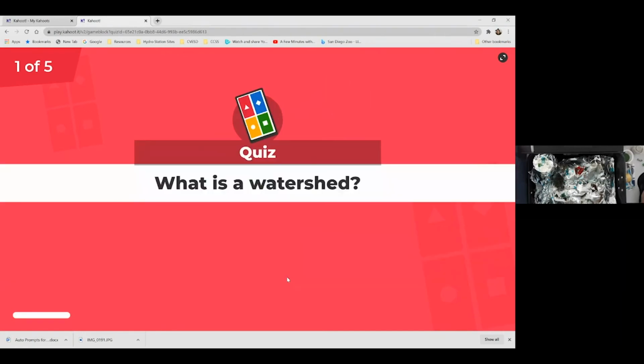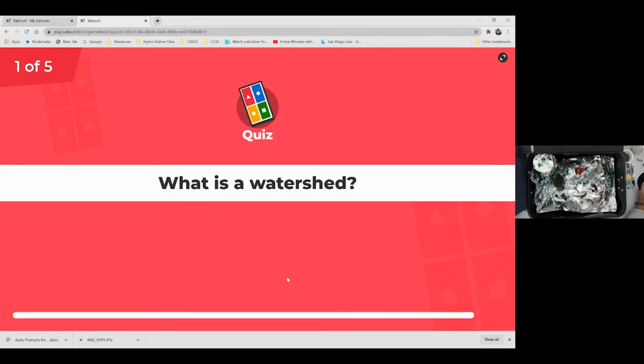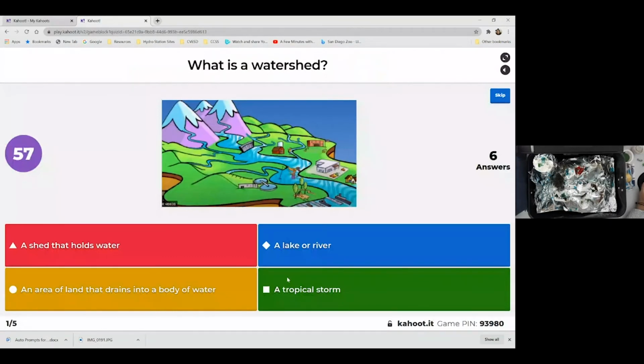All right, so our first question is asking you, I said this word several times, what is a watershed? Is it a red triangle, a shed that holds water? Is it yellow circle, an area of land that drains into a body of water? Is it blue diamond, a lake or a river? Or is it green square, a tropical storm?